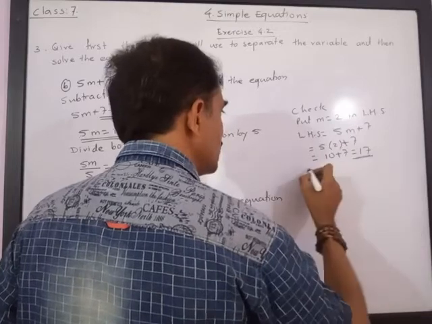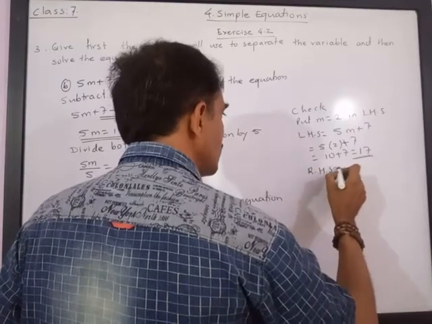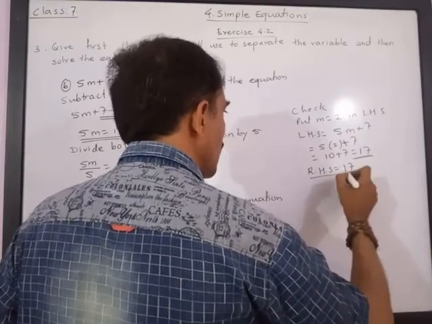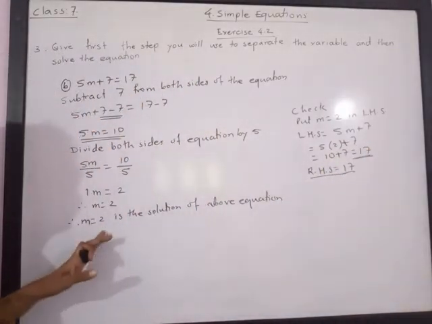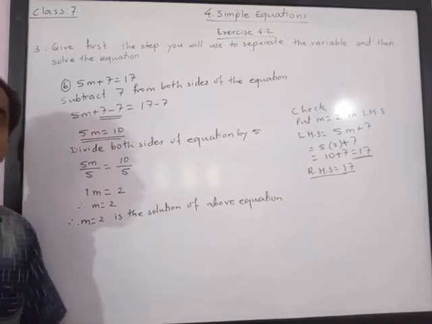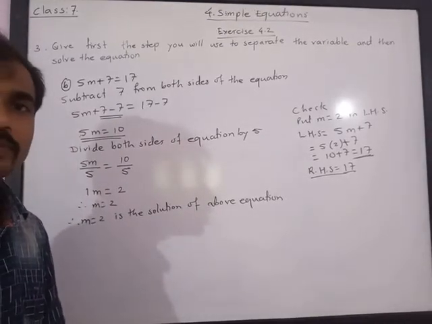We have got LHS is equal to 17 and RHS is also equal to 17. It means m is equal to 2 is the solution of the given equation.